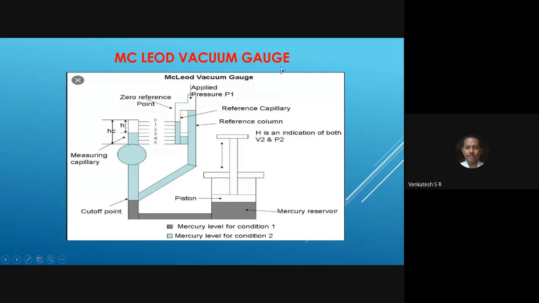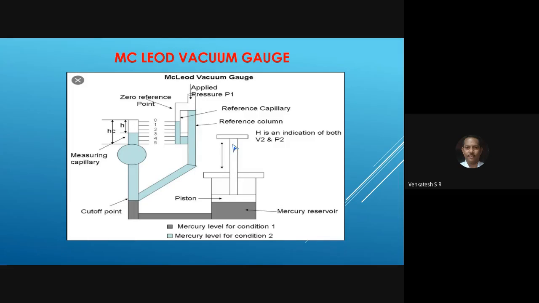McLeod vacuum gauge. See, this is the measuring capillary, and it is connected to a reference capillary like this. And the bottom of this measuring capillary has the opening which is connected to the mercury reservoir. This is the flexible tube, and this is the piston.